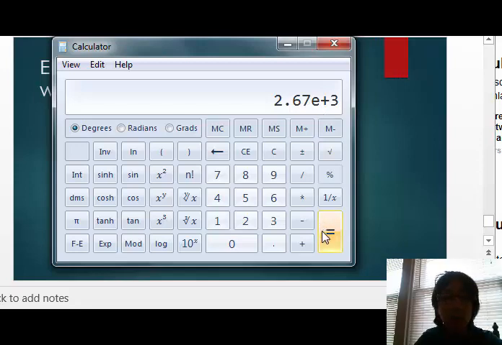Next, hit the equal function and your display should read 2,670.